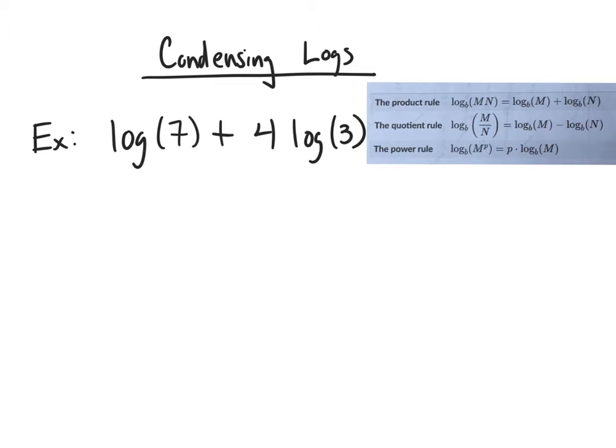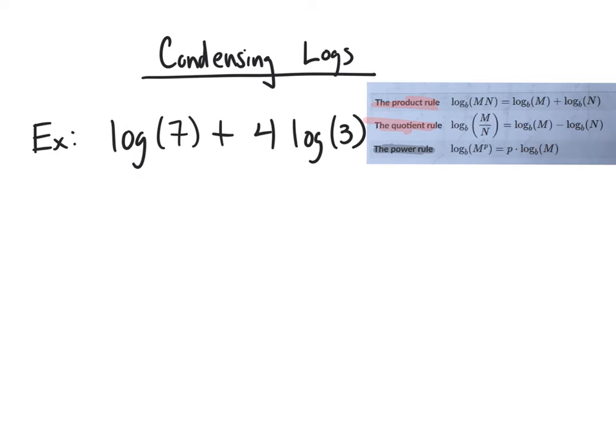Okay, we're gonna take a look now at condensing. I like to think of expanding as going product, quotient, then power rule. And condensing, I like to go reverse. I almost like to deal with my power rule first and then do my quotient rule or my product rule second. So I like to get rid of my powers, or use my power rule, I guess I should say, first. So with that being said, let's take a look at this.